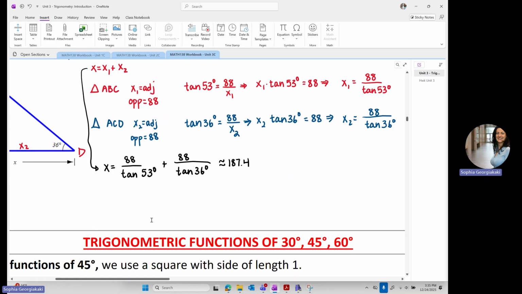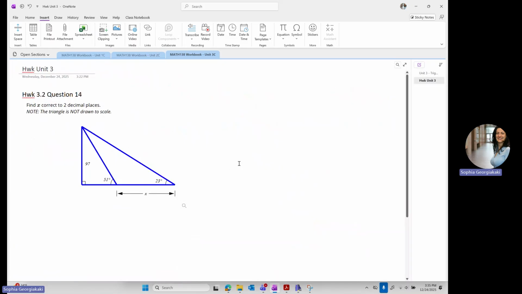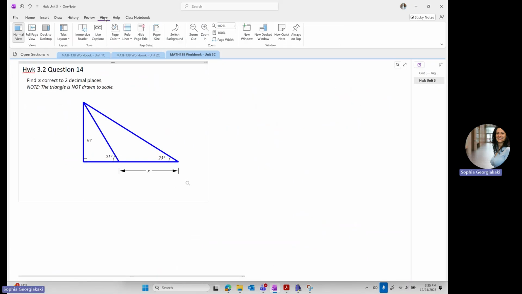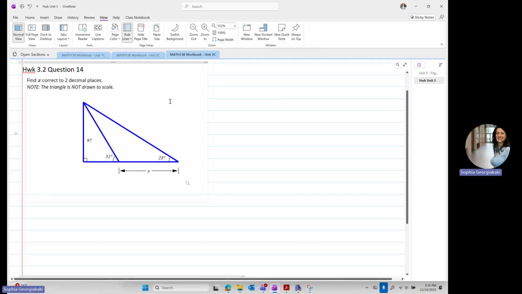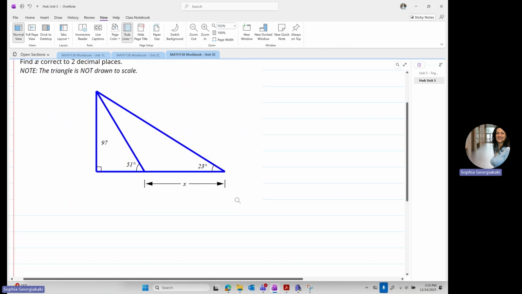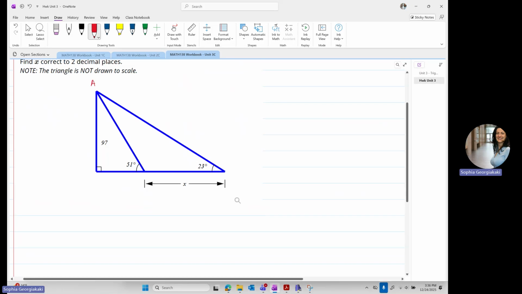Now, we will not follow the notes after this. We will go to solve a couple of problems from our homework. So let me put some lines so that I can know where to write. So question 14 is to find x correct to 2 decimal places in this shape, in this drawing. So I'm going to again put some numbers. So A, B, C, and D.